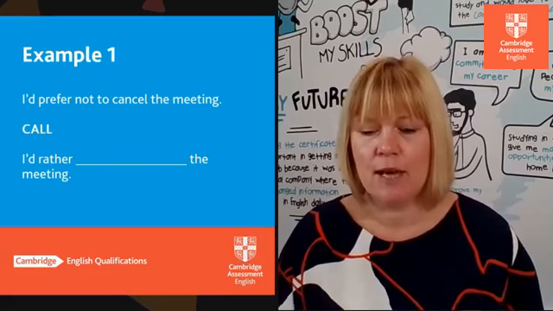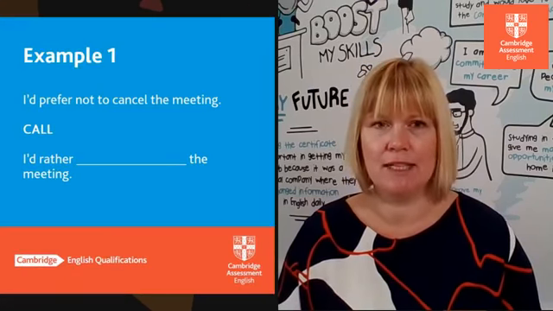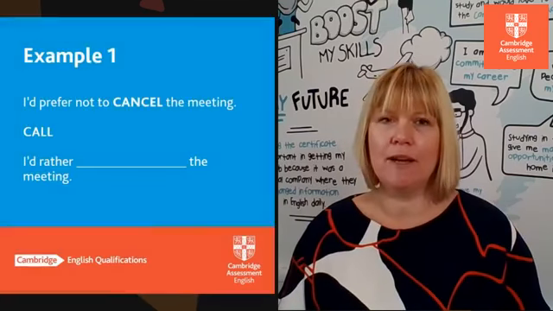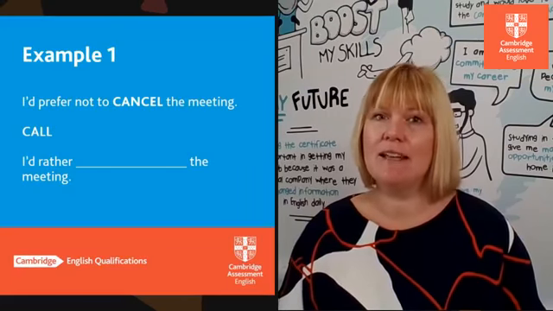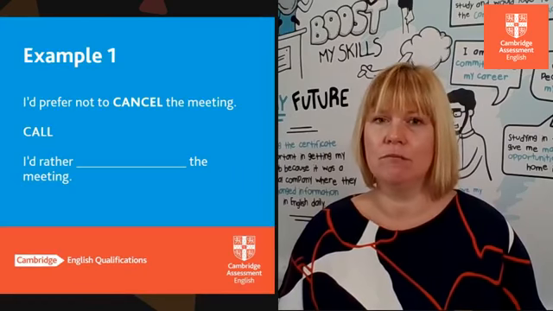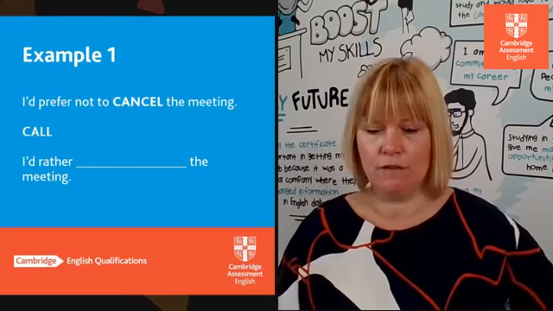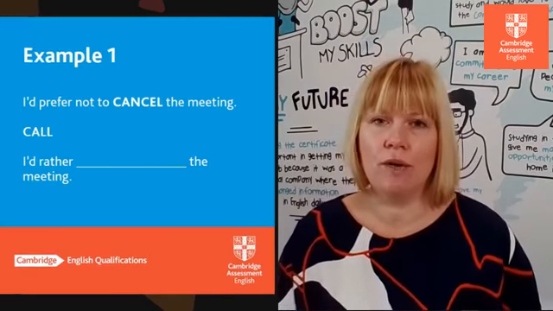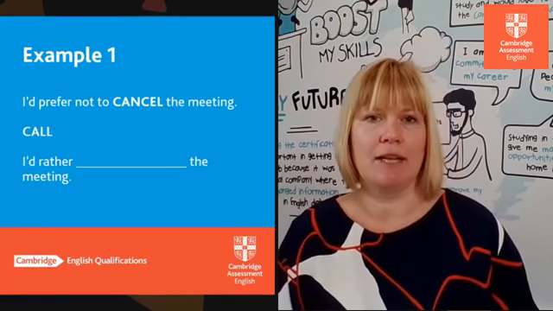Now, if you want to, you can already put your suggestions of how to complete this example in the comments box. But if you're not quite ready yet, let's look at the question in a little bit more detail. So if we look at the gap, we can see that the idea that is missing from the second sentence is the word cancel. Okay, so we have I'd rather and we have the meeting, but we haven't got the idea of cancel.